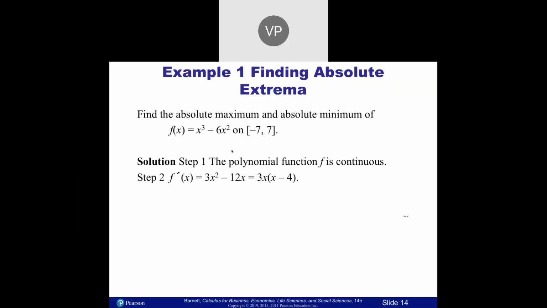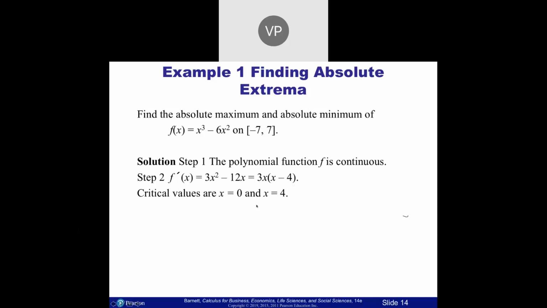So first step, find the derivative. The derivative isn't so bad: 3x squared minus 12x. And they've already factored it, in preparation for setting this thing equal to 0. 0 equals 3x squared minus 12x, so 0 equals 3x times (x minus 4). Set the whole thing equal to 0, you get x is 0 and x is 4. Those are my critical values.